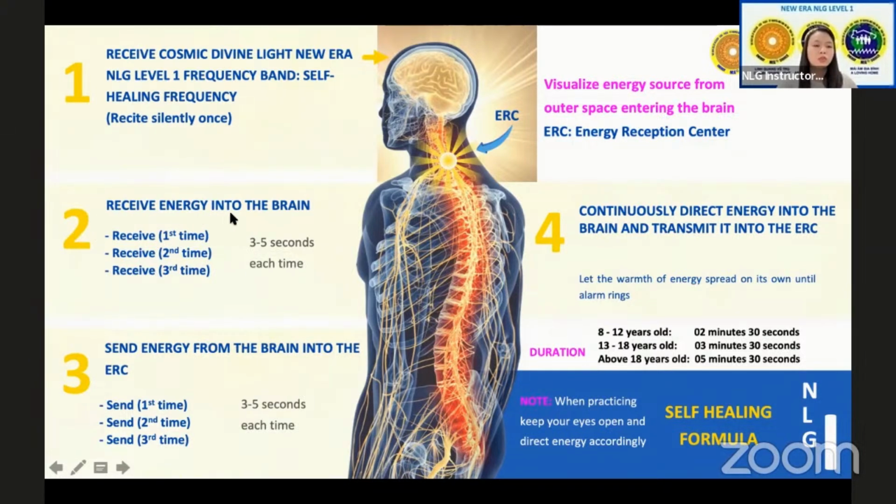Step 2: Receive energy into the brain. That is, visualize energy from outer space entering the brain. Receive first time, receive second time, and receive third time. And of course, there's a 3 to 5 seconds delay in between. And then step 3: Send energy from the brain into the ERC. Send first time, send second time, send third time.